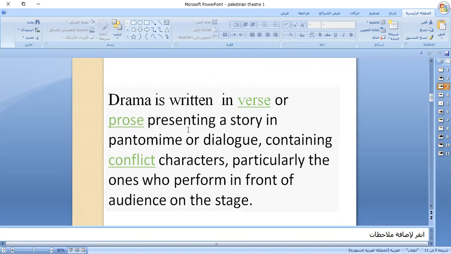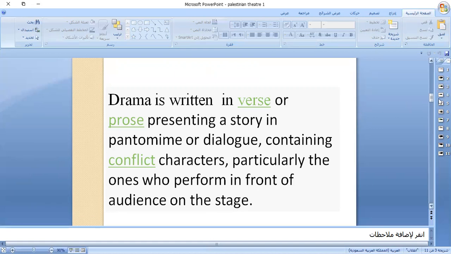Now, drama is written in verse or in prose presenting a story. This is another definition. Drama is written in verse or prose presenting a story in pantomime. Pantomime means to act or to perform actions without speaking. Without speaking, you see some actors on the stage communicate ideas just through actions. No speech or no dialogue, containing conflict and characters, particularly the ones who perform in front of the audience on the stage. So we call this type of drama miming.